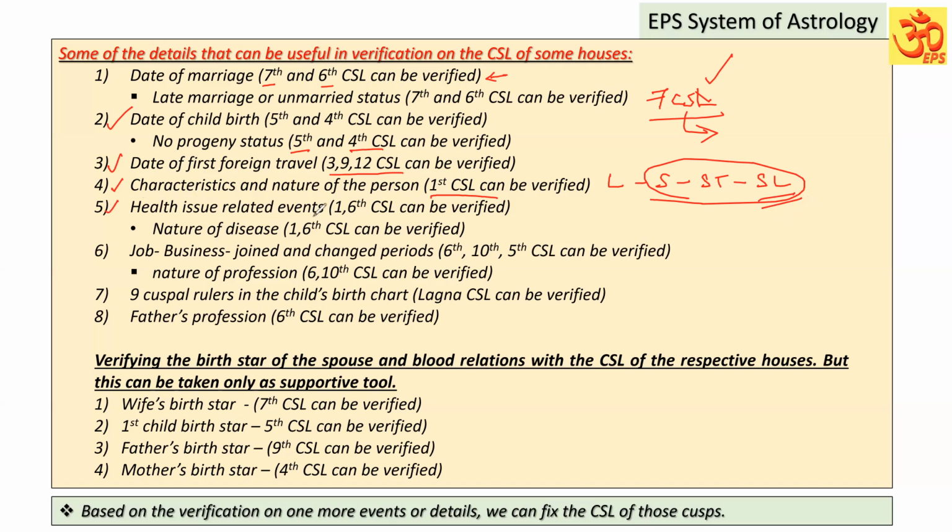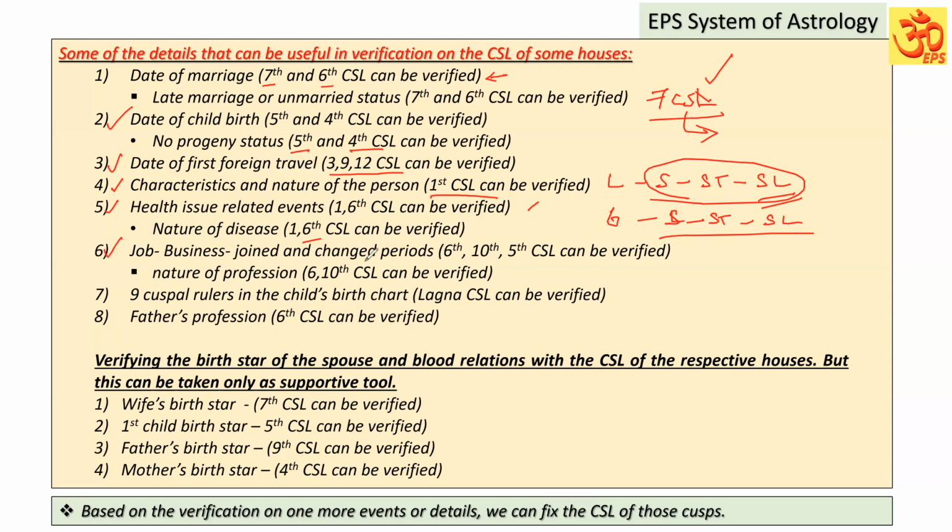Health issue related events: the first cusp and sixth cuspal sublord can be verified. Nature of disease: 1, 6, and importantly the sixth cuspal sublord can be verified. As I said, the sixth cuspal sign lord, sixth cuspal star lord, and sixth cuspal sublord combined will be more useful in finding the nature of the disease.